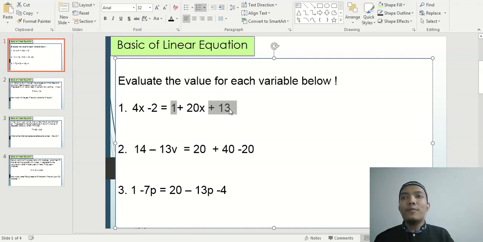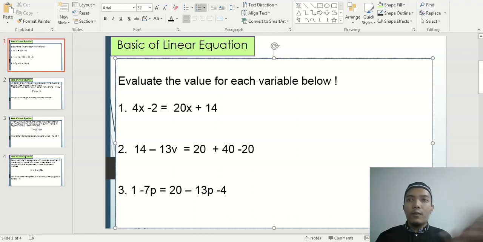In this case, 1 and 13 here, I can simplify by combining them. This is an addition, remember, this is positive 1, this is positive 13. I can directly combine them into 14. Then finally it is done. This is 20x plus 14, a combination of 1 and 14.